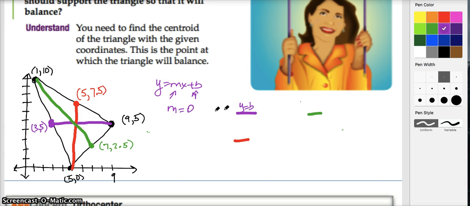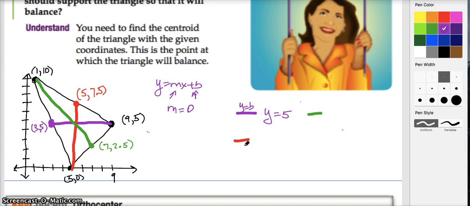And what's the equation of a horizontal line? It'll just be whatever the y-intercept is. What's the y-intercept going to be? Well, if all of the y's in this equation are 5, and these points are 5, we can safely say that y equals 5 is the equation of this line.